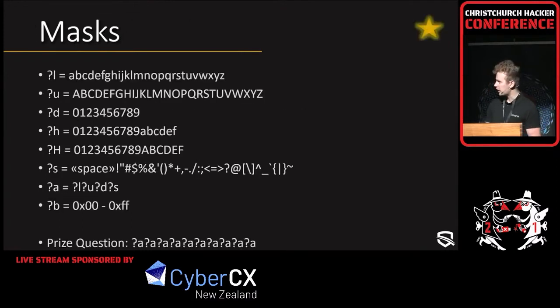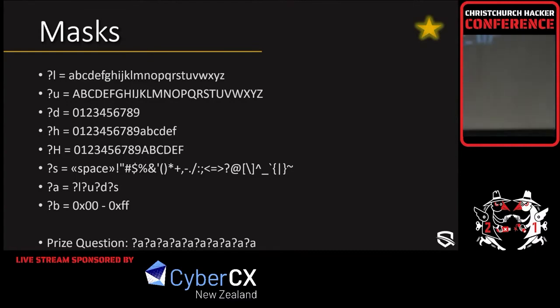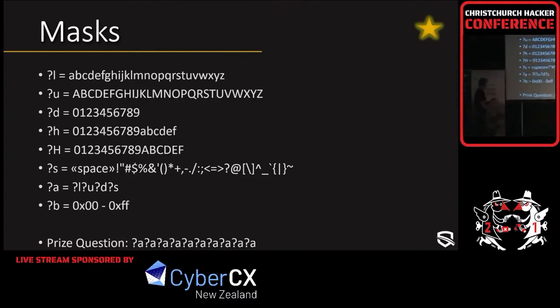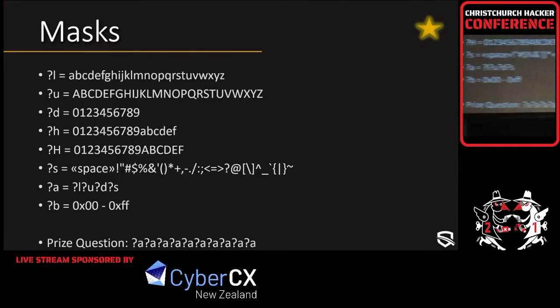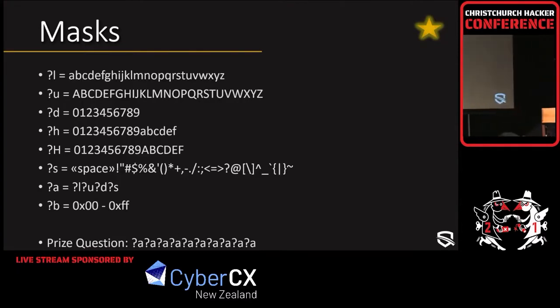This was the prize question that I was talking about before. If you have a look at the piece at the bottom there, it's got a mask that we could use for cracking hashes. Does anyone have an idea of why this would not be good for cracking NZISM passwords? I do have a prize available if someone knows why.